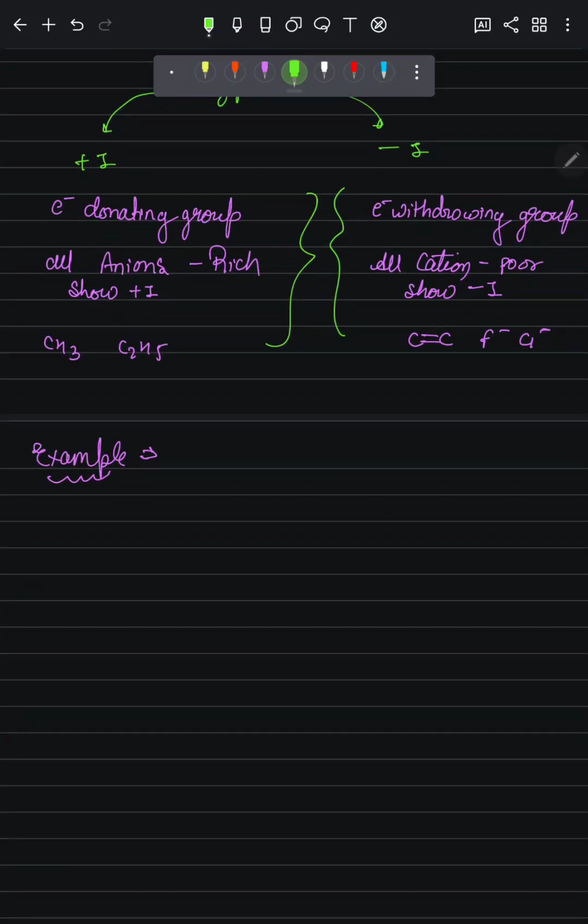Let's take some examples of the plus I effect, in which C minus, N minus, O minus, F minus. We need to know which is showing the plus I effect more. As we all know, for the plus I effect we need electron donating groups. So if these groups are attached to one another, the order of the plus I effect will be this.